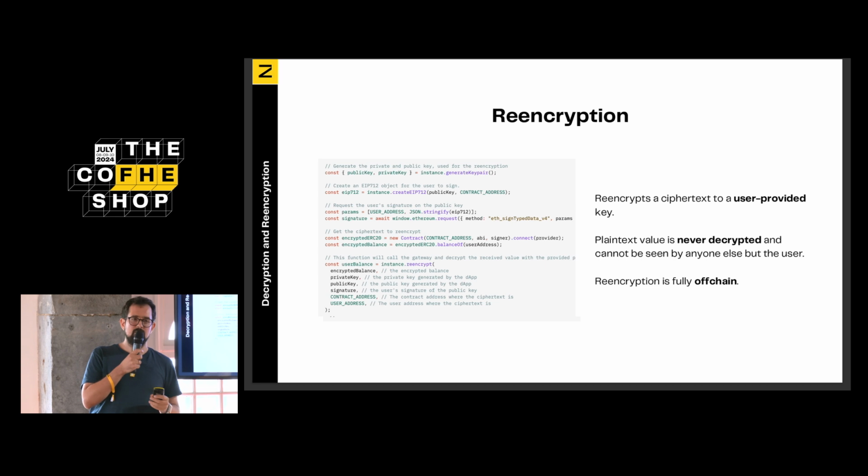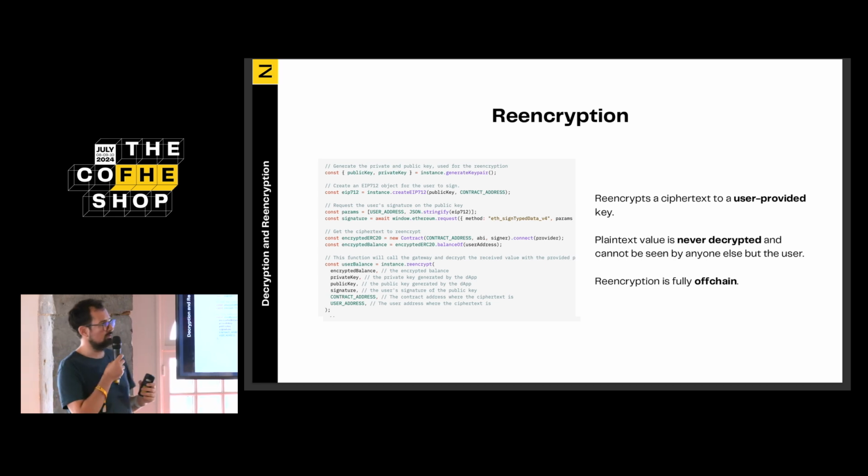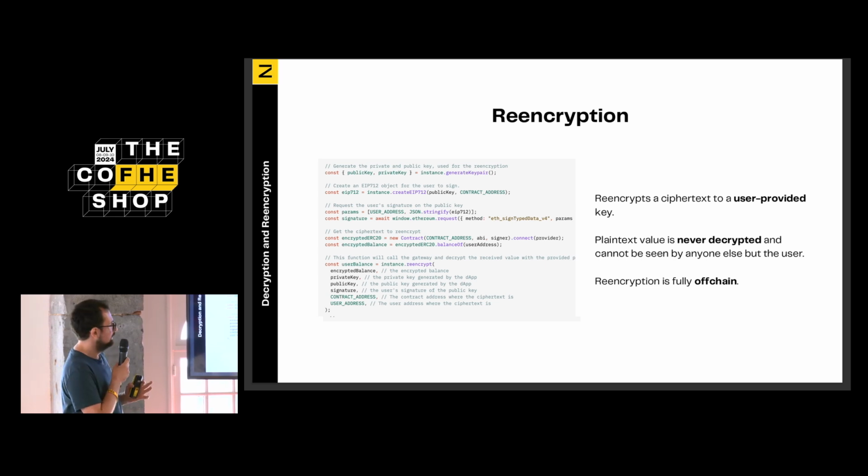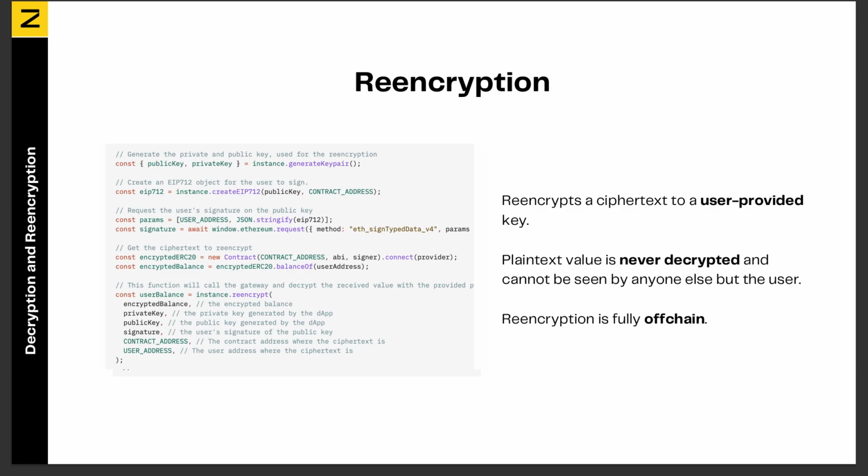Re-encryption is a bit different because the main idea for re-encryption is to not make a value public, but to just show it to a particular user. For example, a good example would be if you have an encrypted ERC20 token. I, for example, would like to see my balance, but I wouldn't want to make it public. So with the re-encryption, I can view it myself.